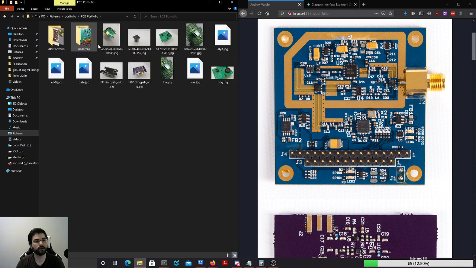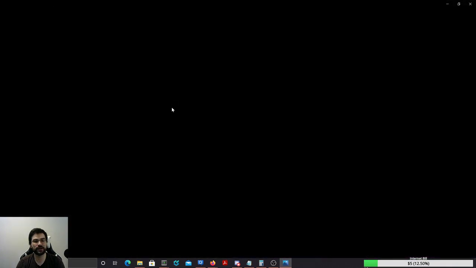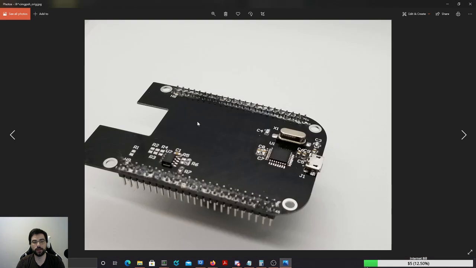Let's see, what do we got in here? So I have some photos that are just boards for a bunch of different stuff. Oh, okay, so here's, this is a Beaglebone cape that I made. Frank, half wrong. I can confirm it's cool. Yeah, right, it is. It's very cool.